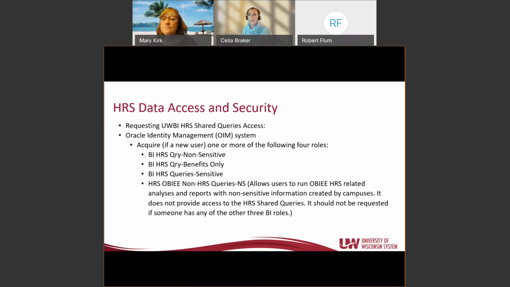For HR specific access and security, we do have some great resources on our website, www.wisconsin.edu/BI. On there, we have a resources tab, and there's getting started with HRS, which goes through the steps. At a high level, you go through our Oracle Identity Management system, OIM, and you acquire roles through there. You could have a role that's non-sensitive. You could have a sensitive role where you'll see the sensitive data I just showed you on that previous slide. You could have a benefits only role. That's where you would request those roles.